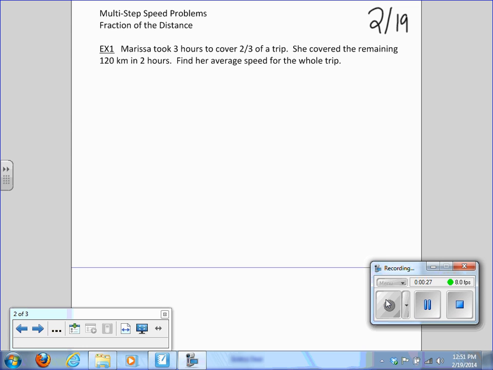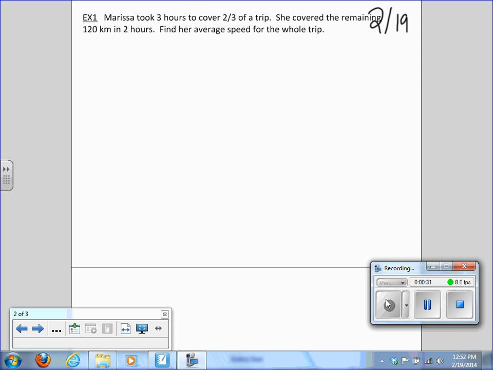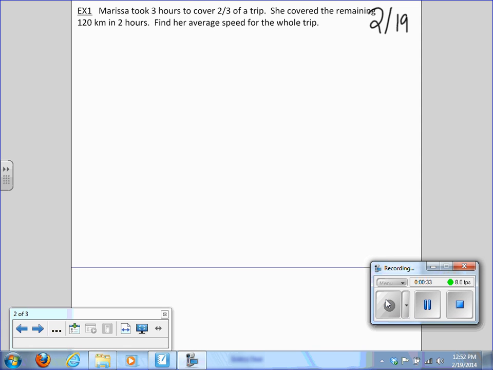Marissa took 3 hours to cover 2/3 of the trip. She covered the remaining 120 kilometers in 2 hours. Find her average speed for the whole trip. Okay, so the topic for today, guys, we need to be organized. And the best way to be organized is to draw a model. Okay, so we're going to talk about Marissa's trip.